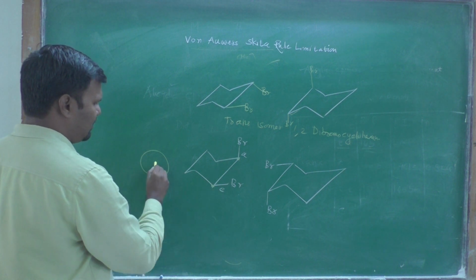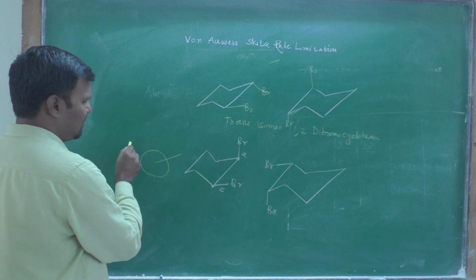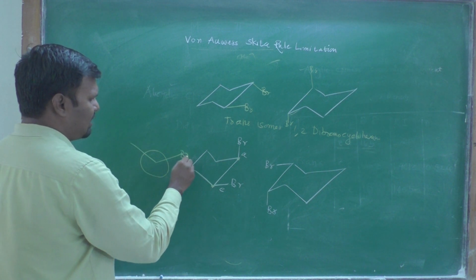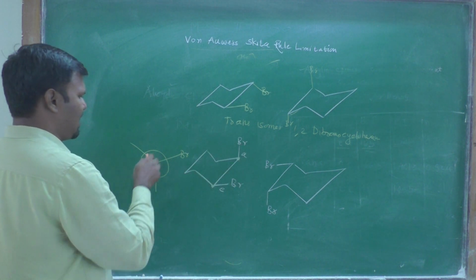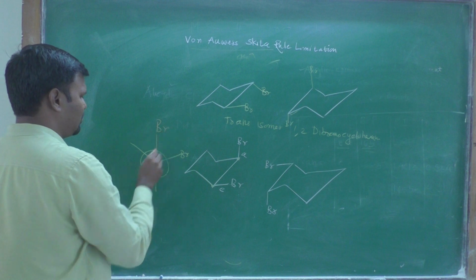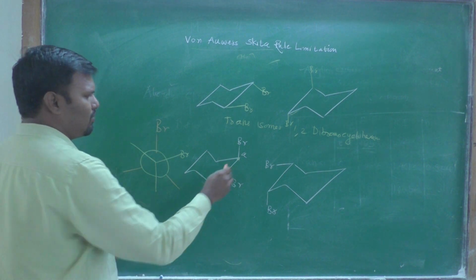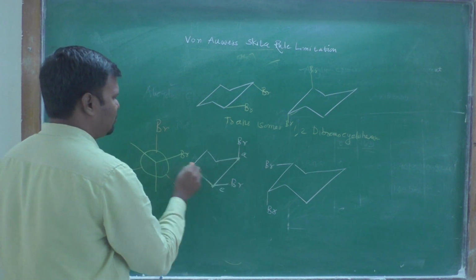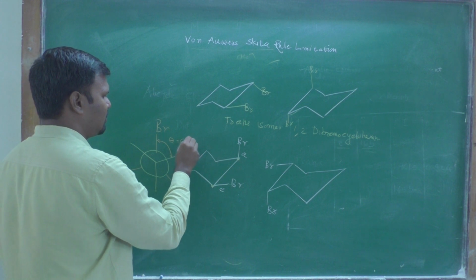The bromine is at that side, therefore we show the bromine at that side. This group is on that side, we show it like that. The bromine is at that position, and this one is at the behind side. The bromine will be at this position, and it looks like that. Therefore the dihedral angle between these two bromines is 60 degrees.